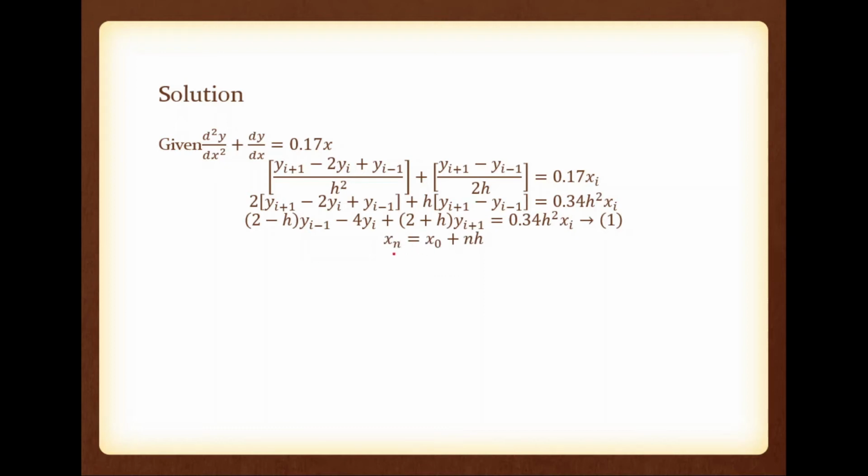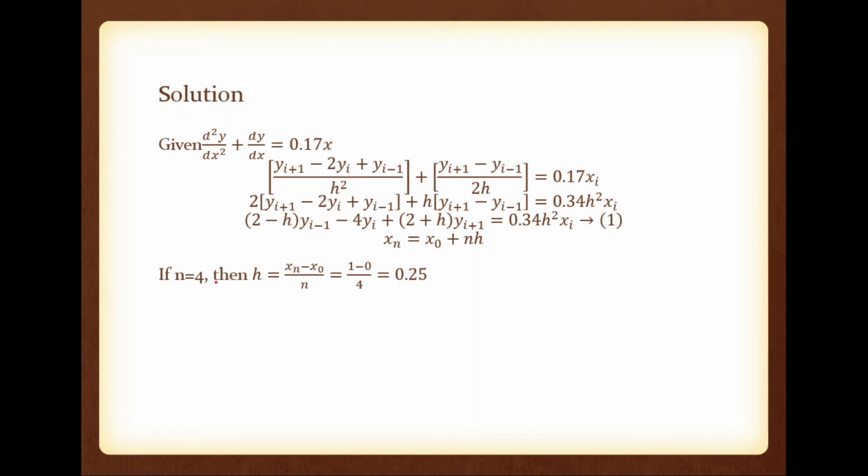So please note, always remember this one: xn equal to x0 plus nh. Actually we have xi is equal to x0 plus ih. So the last point is always xn equal to x0 plus nh. So n is already given. n is equal to 4.